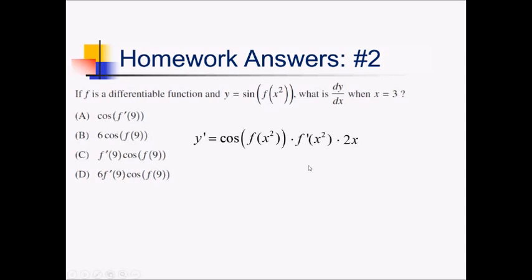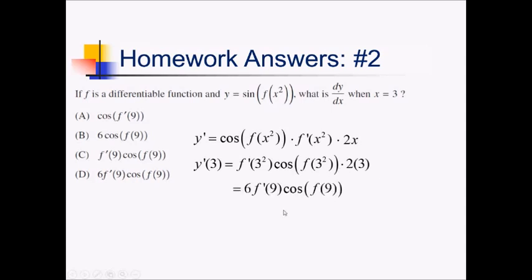Let's clean things up a little bit. This is really f prime of 9, cosine of f of 9, none of which we can do anything with because we don't know what f actually does. We also have a 6 out in front. So let's see here. This is going to match answer choice D, and that's D for done.